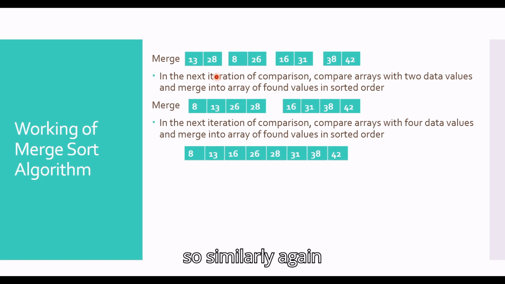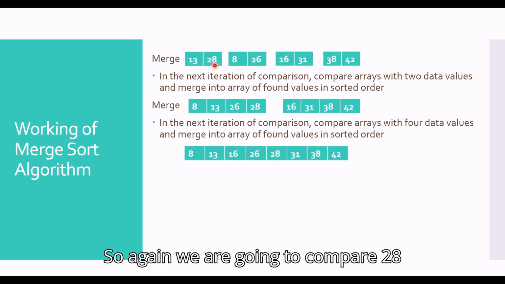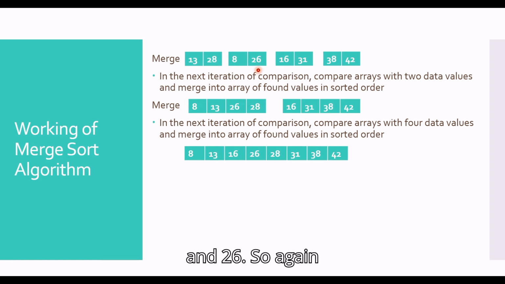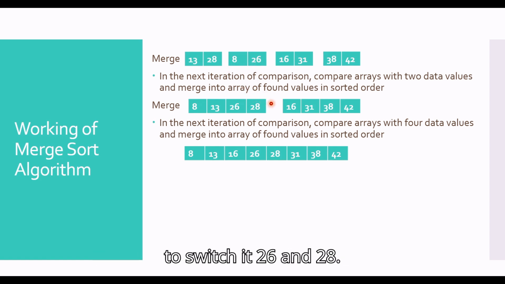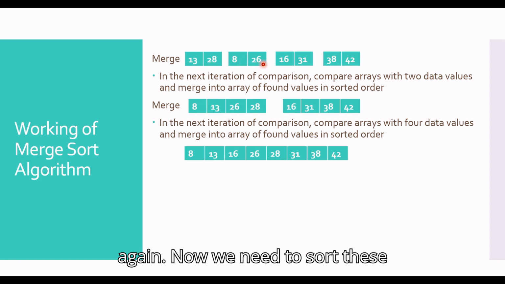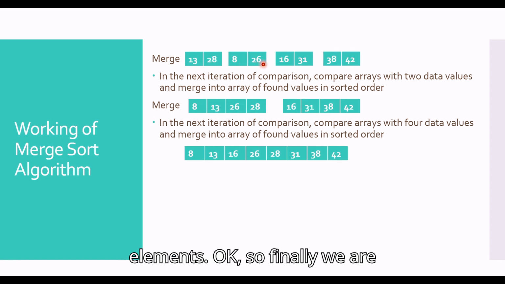Similarly again, we are going to compare 28 and 26. Again these are not in sorted order, so we are going to switch them: 26 and 28. Now we need to sort these elements, and finally we are going to get the list.